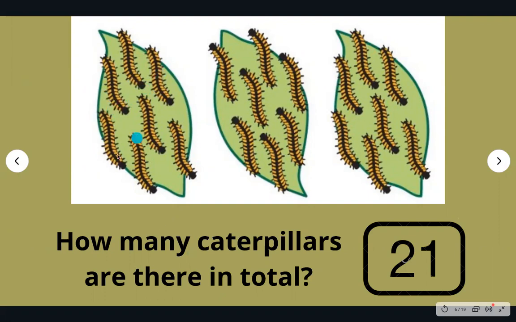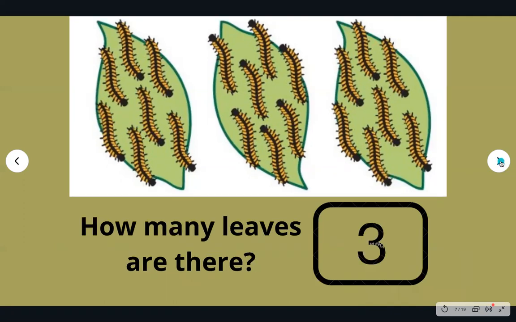1, 2, 3, 4, 5, 6, 7, 8, 9, 10, 11, 12, 13, 14, 15, 16, 17, 18, 19, 20, 21. So there are 21 caterpillars in total, as you can see here on the screen as well. We will move ahead now. The next question is, how many leaves are there? We can see there's leaf number 1, leaf number 2 and leaf number 3. So there are 3 leaves in total.